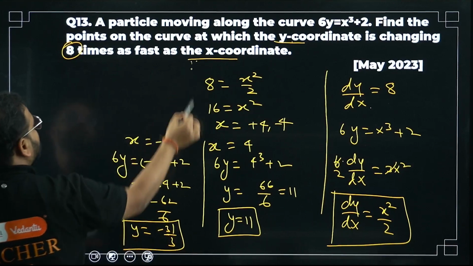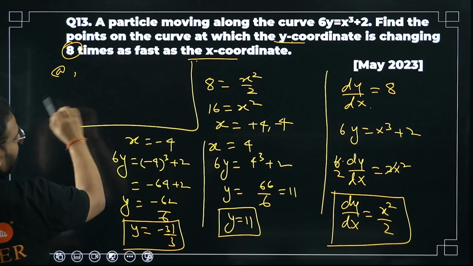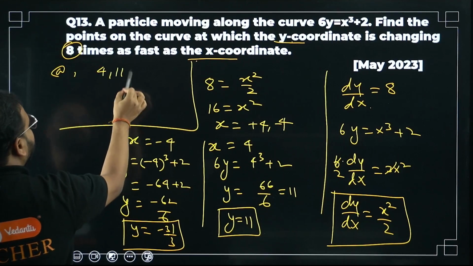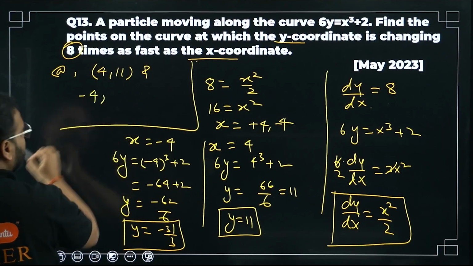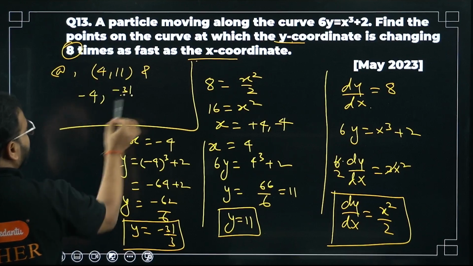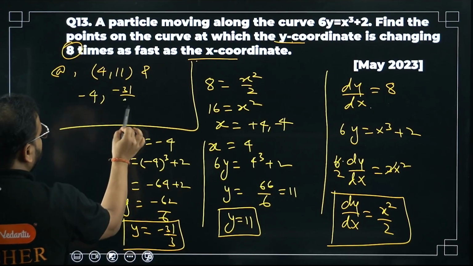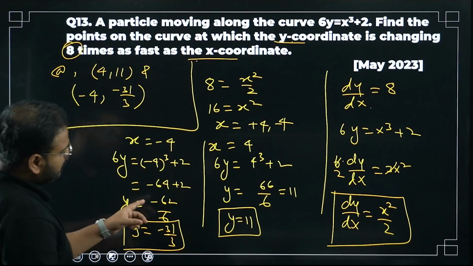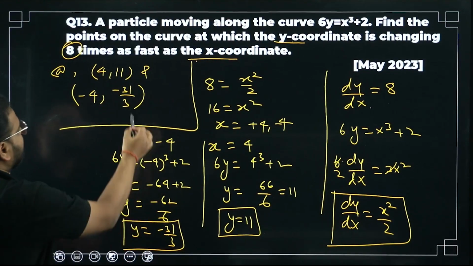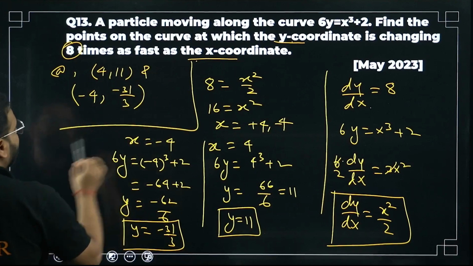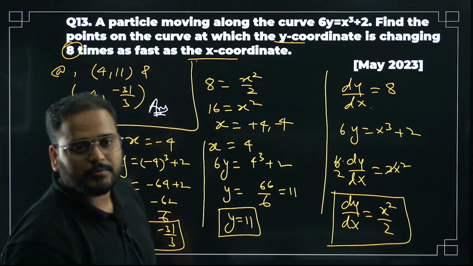So my coordinates are over here. Your points are 4, 11 and minus 4, minus 31 by 3. Am I right? Please check. 2 3s are 6 and 2 1s are 2. So minus 31 by 3 is correct. These are your final answers. Have a look. Please have a look.